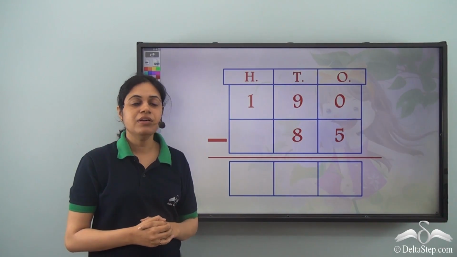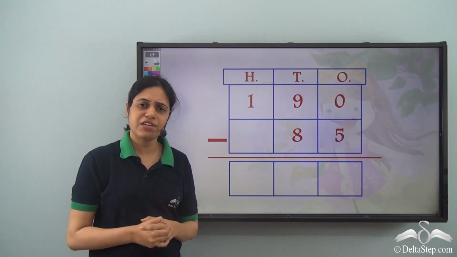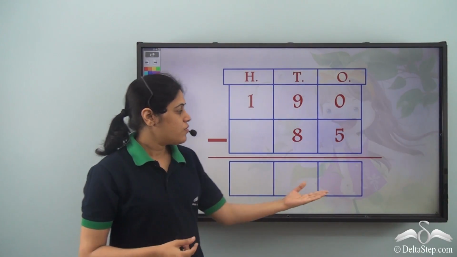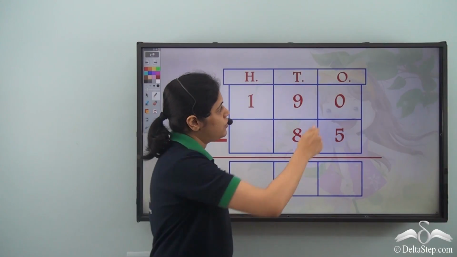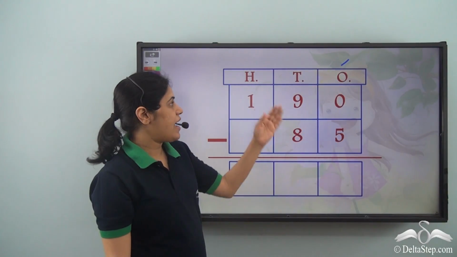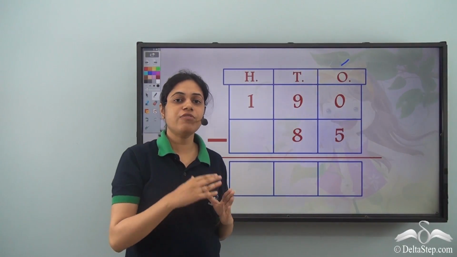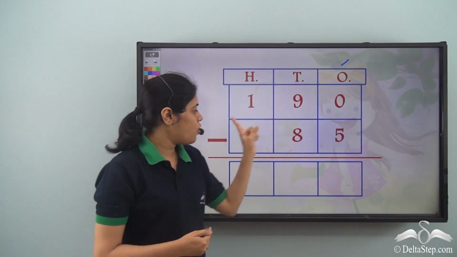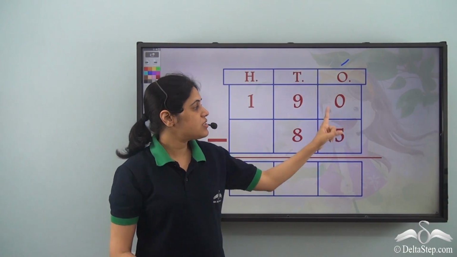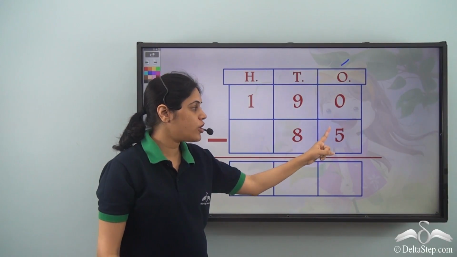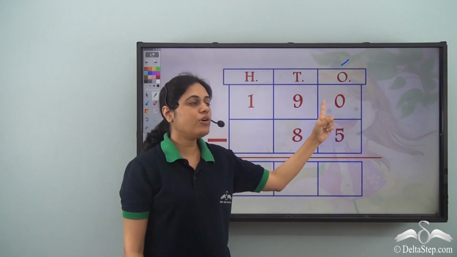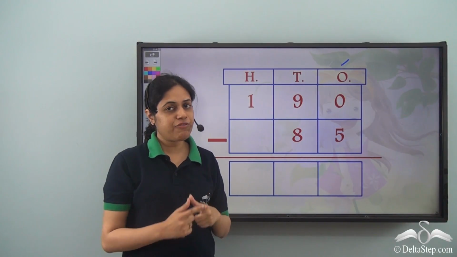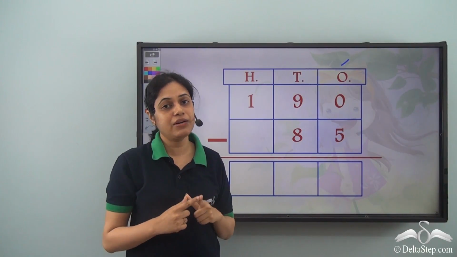How do we do that? Well, this subtraction is very similar to the 2-digit subtraction. Let us see how. We start with the ones room. I have written HTO instead of hundreds, tens and ones. So in the ones room, I have 0 minus 5. Notice it is 0 minus 5 and not 5 minus 0 because 0 is written on the top. Now I cannot subtract 5 from 0 because 5 is bigger than 0.